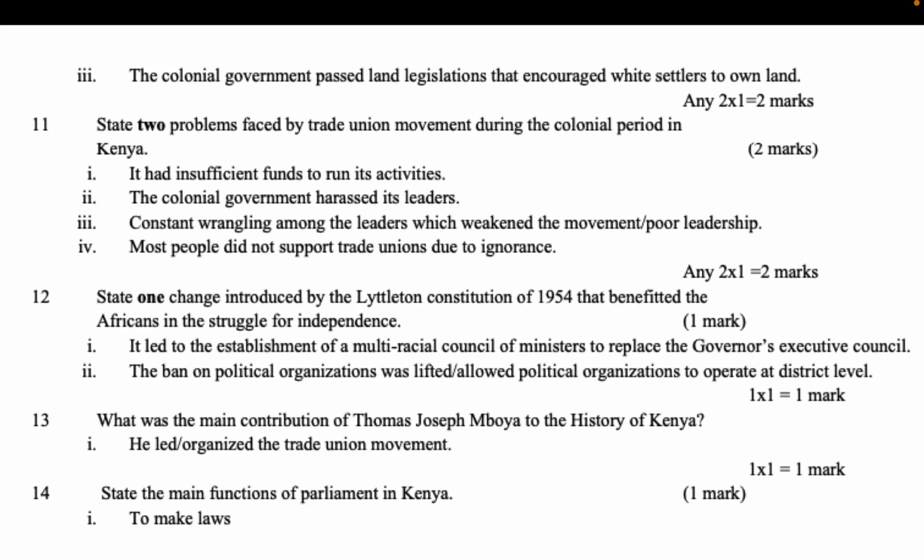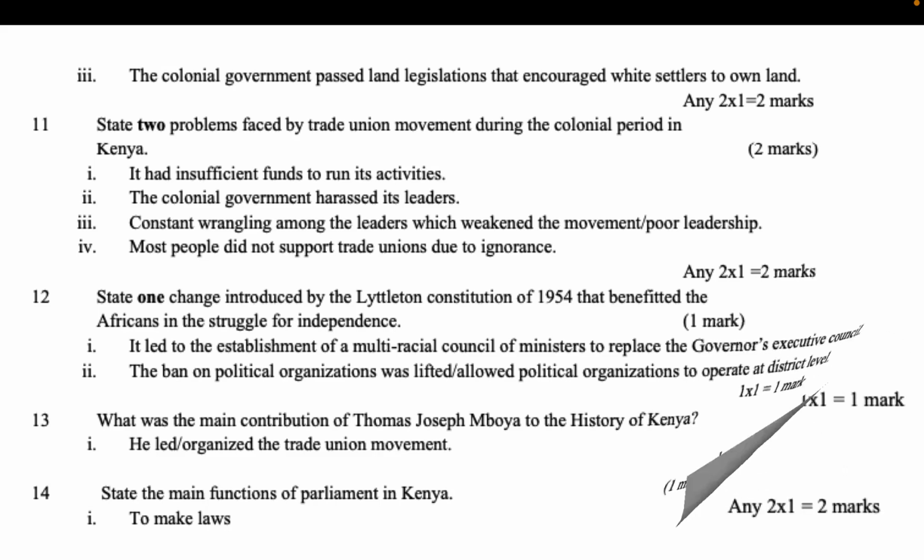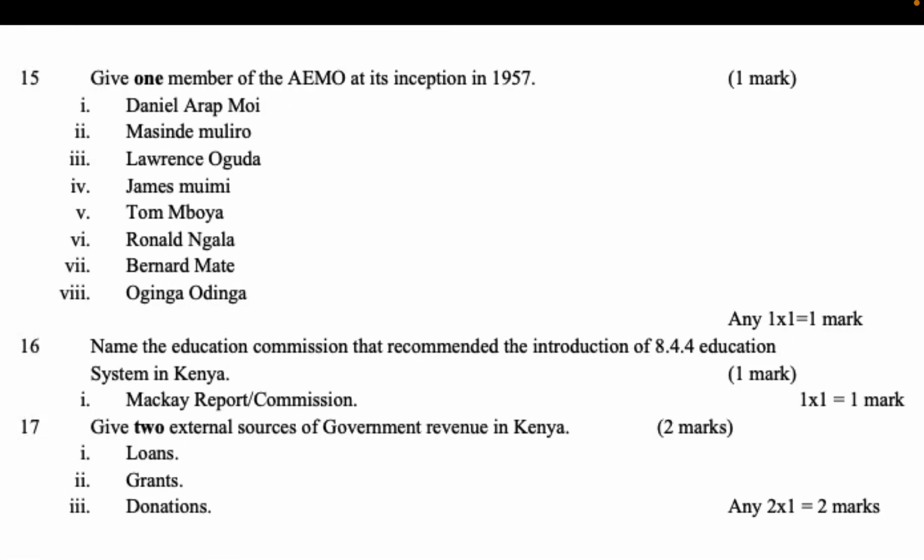13. What was the main contribution of Thomas Joseph Mboya to the history of Kenya? He organized the trade union movement. 1x1 equals 1 mark. 14. State the main function of Parliament in Kenya. 1 mark. To make laws. 1x1 equals 1 mark.